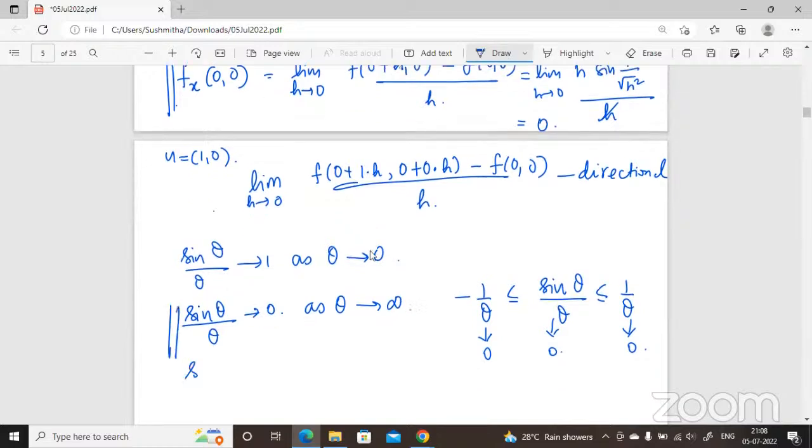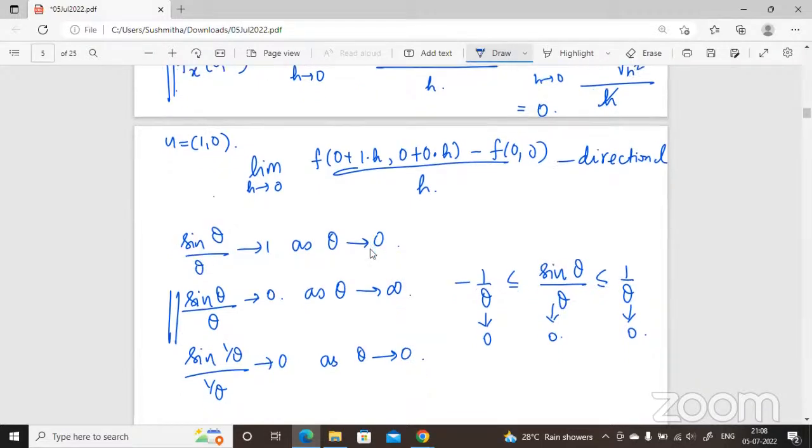This is equivalent to sine(1 by theta) by (1 by theta) goes to 0 as theta goes to 0, right? And here it's theta goes to infinity, sine theta by theta. Here theta goes to 0. So 1 by theta will go to infinity, right? Yes, ma'am.